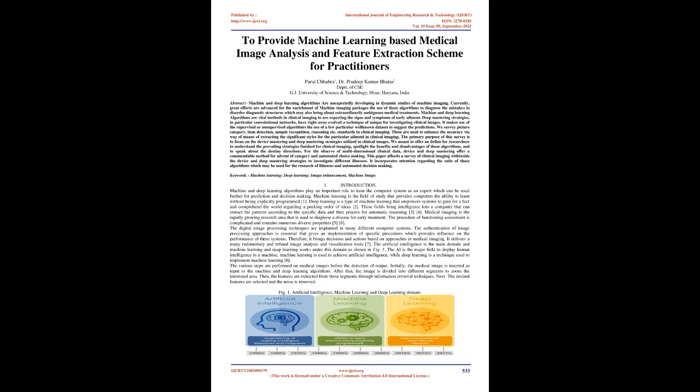Introduction. Machine and deep learning algorithms play an important role to train the computer system as an expert, which can be used further for prediction and decision making. Machine learning is the field of study that provides computers the ability to learn without being explicitly programmed. 1. Deep learning is a type of machine learning that empowers systems to gain from experience and comprehend the world regarding a hierarchy of concepts. 2. These fields bring intelligence into a computer that can extract the patterns according to the specific data and then process for automatic reasoning. 3-4.